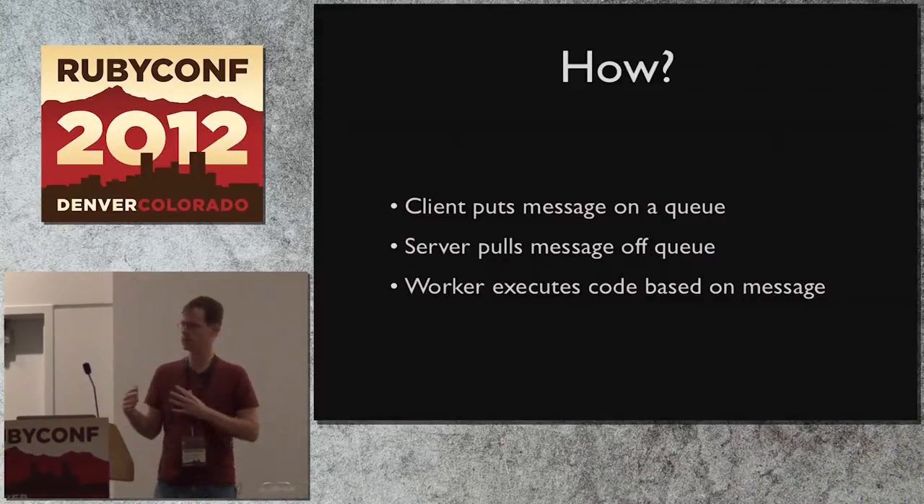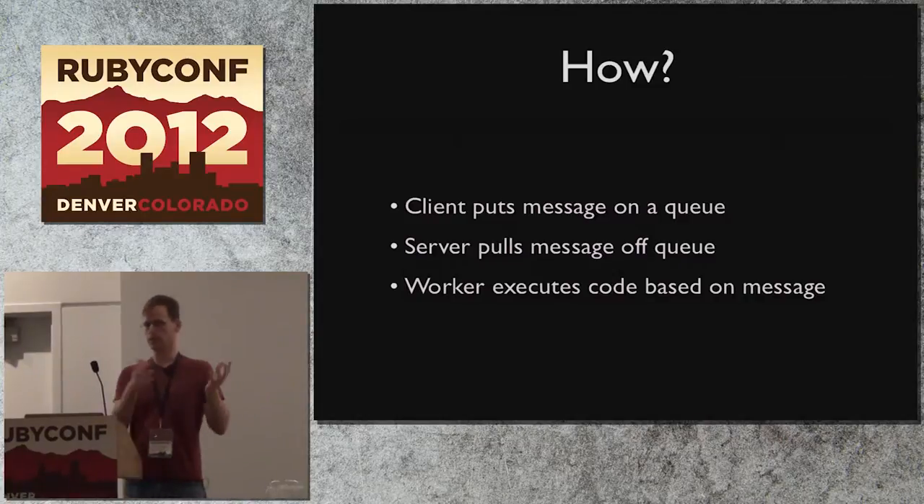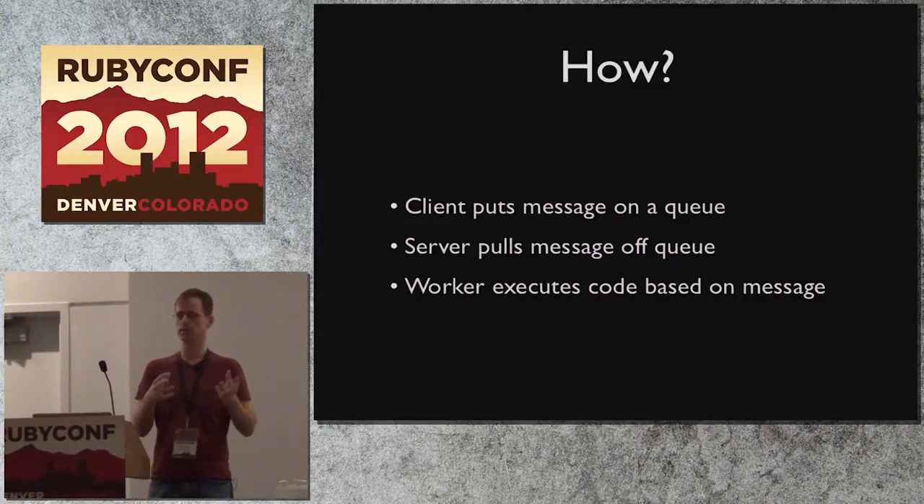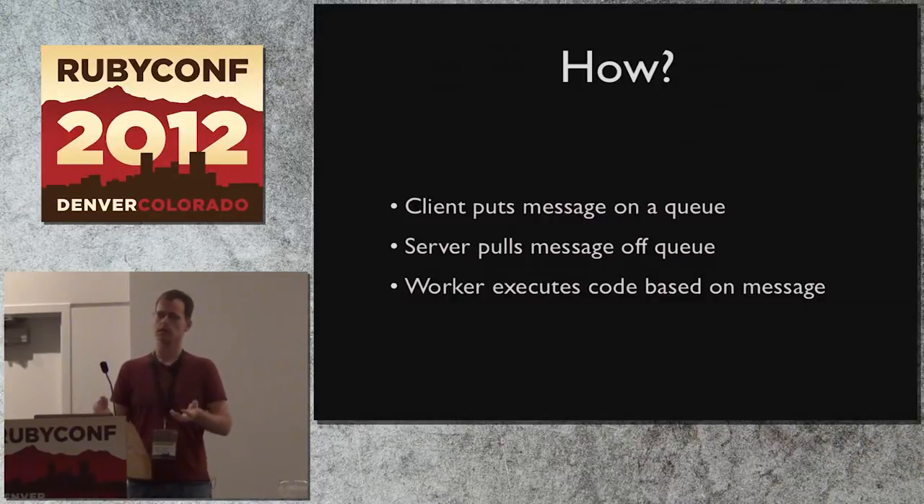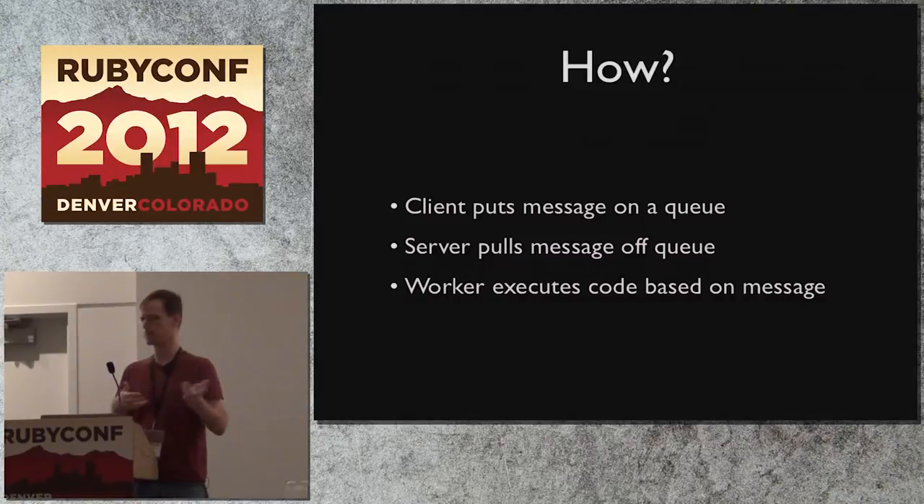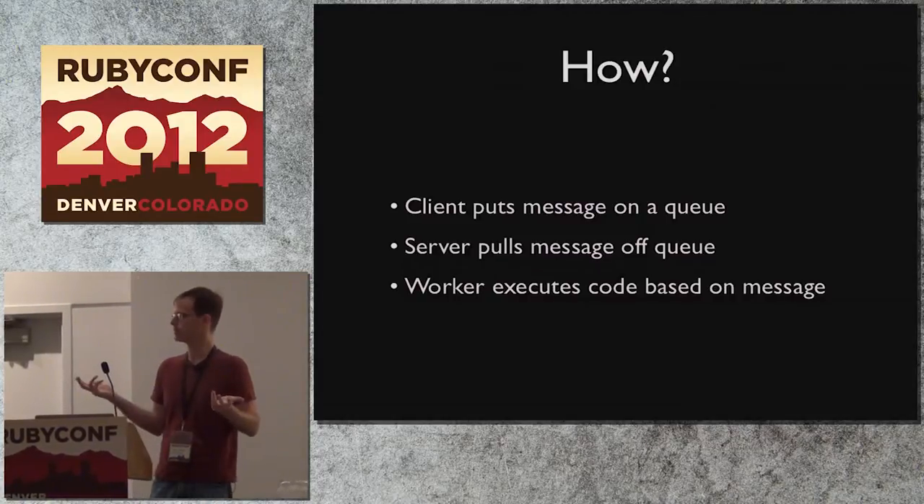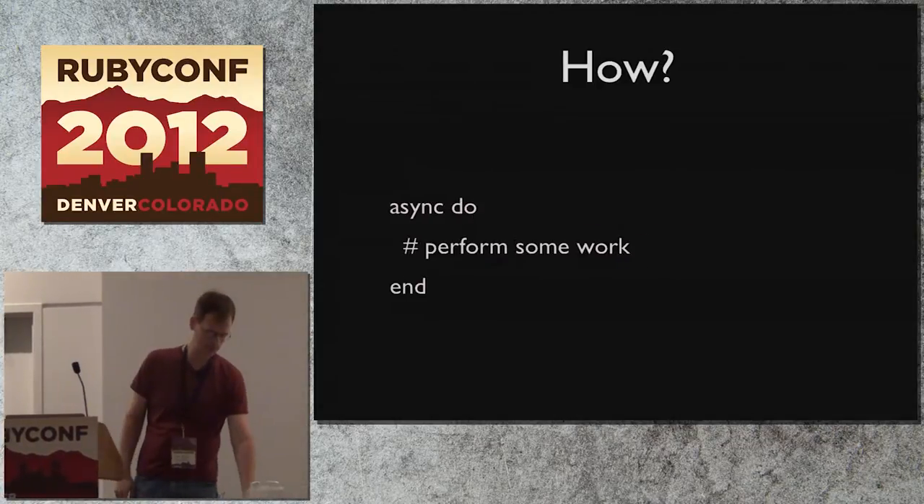So this is the general idea behind asynchronous processing. Your code is the client. You put some sort of message on a queue that you want to be processed. On the other end of that queue, there's the server, which pulls the message off and then hands it to some sort of worker to be executed. Really simple, right? So how do we implement this?